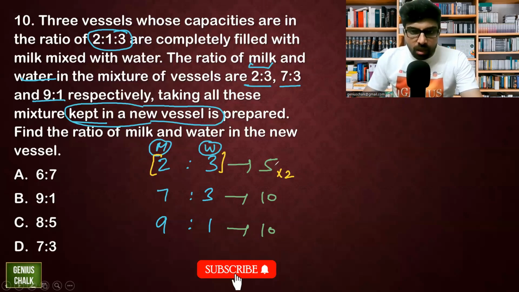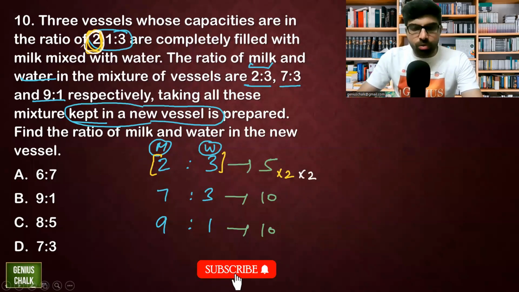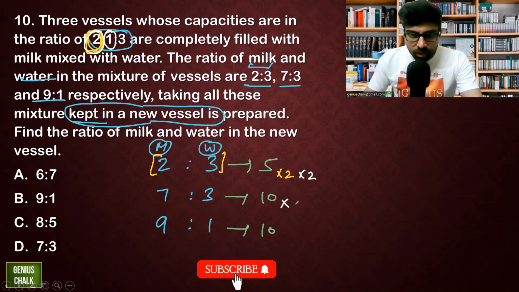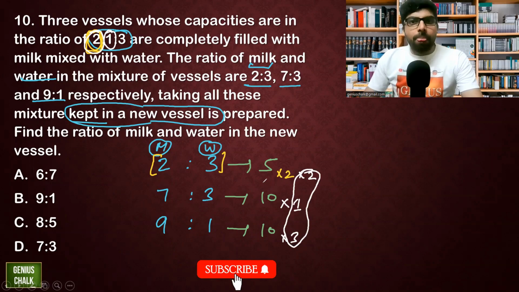Now the vessels have to be in this ratio 2:1:3, which means the first vessel has to be in this 2 ratio. That means its quantity should be doubled. So once more I need to multiply this by another number, that is 2. I hope you're getting my point. Why am I multiplying it by 2? Because of this 2 ratio, right? Next, this is already 10, but it has to be in this ratio, so this has to be multiplied only with 1, and the next has to be multiplied by 3. This is how we can make the total quantity of 3 vessels in 2:1:3. So this is what we need to do.